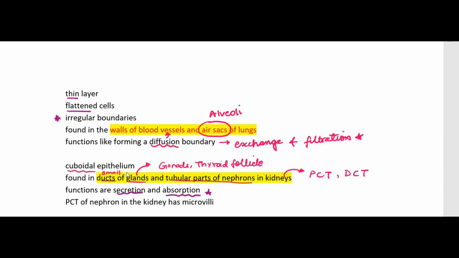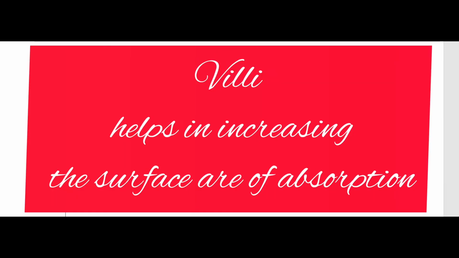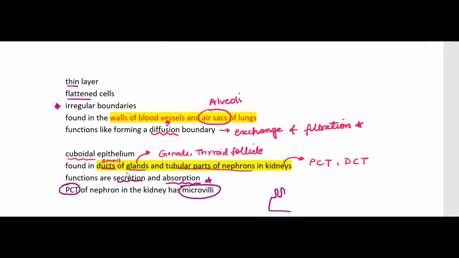Yes, it has villi in it for increasing the surface area. Yes, so we know the three steps of urine formation: glomerular filtration, selective reabsorption, and tubular secretion. So PCT is the main place where selective reabsorption takes place, reabsorption of essential nutrients like glucose. So for that we have microvilli present. So this gives the appearance of brush bordered cuboidal epithelium.